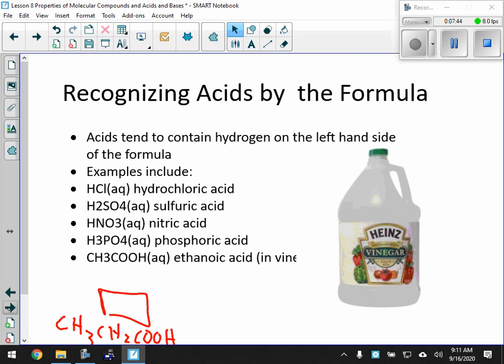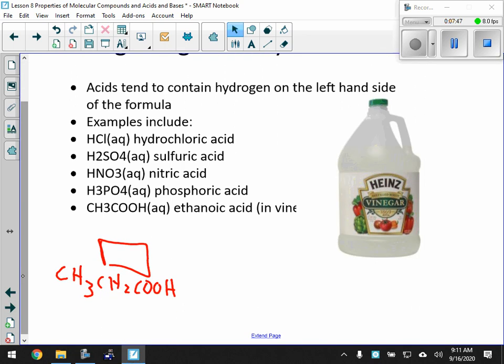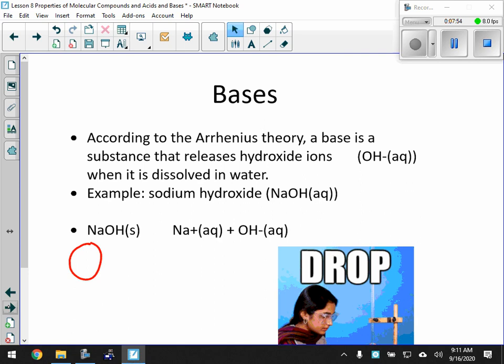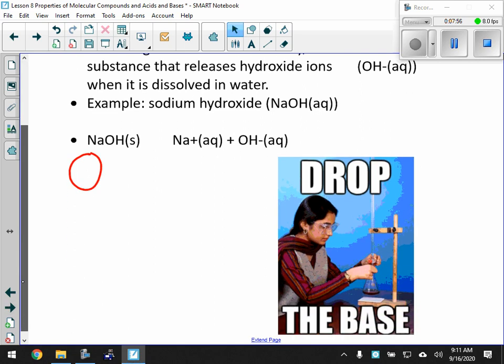We already talked about recognizing acids by the formula. We did that, so we're good with that, I think. Bases.